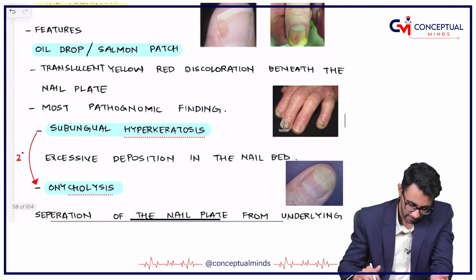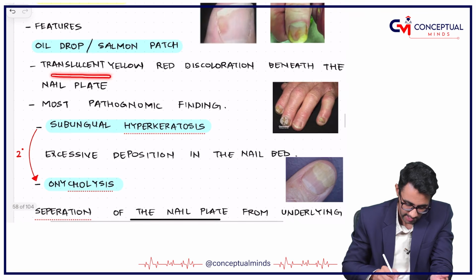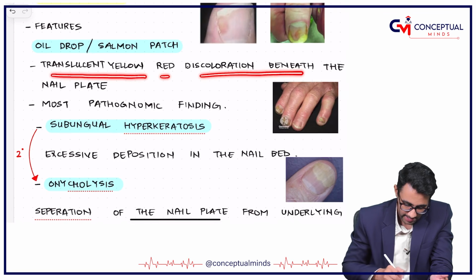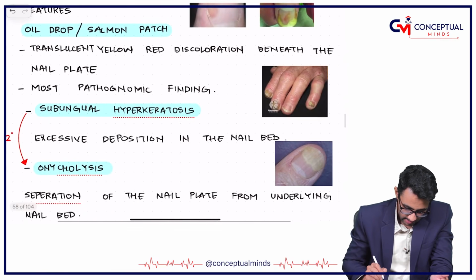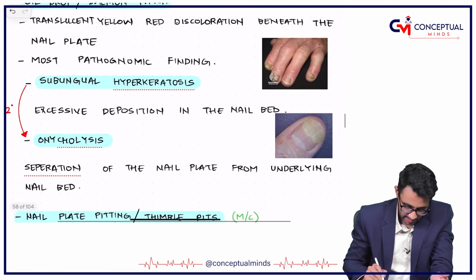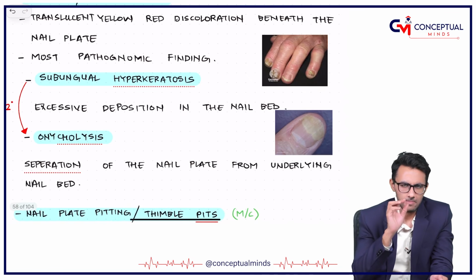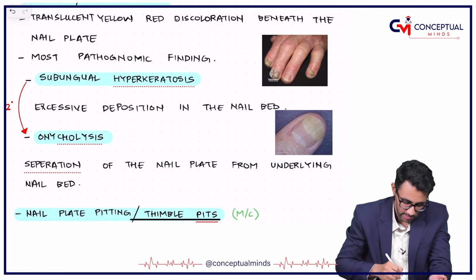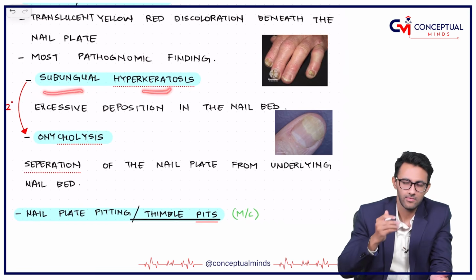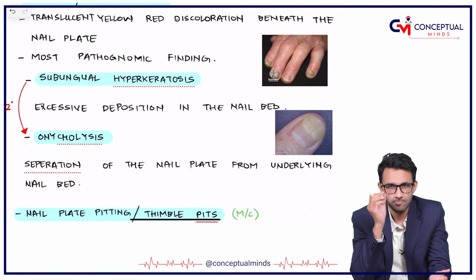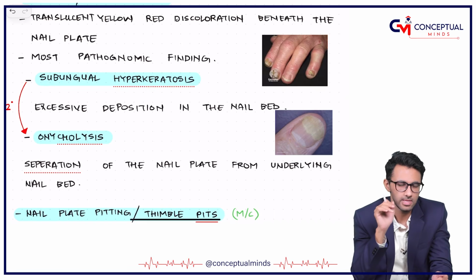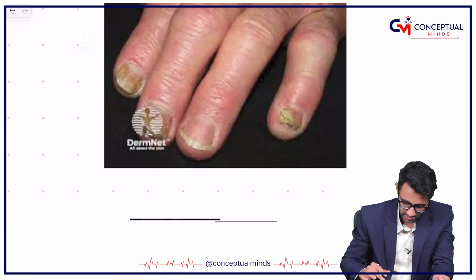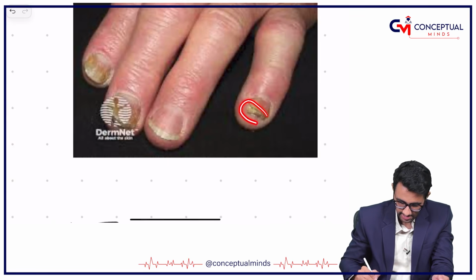So how would we describe it? It is translucent yellow-red discoloration beneath the nail plate. The next one is subungual hyperkeratosis. Even if you just break these two words, you will understand what the whole thing is. Subungual, below the nail; hyperkeratosis. We have been using this word since we started derma. You can see it over here, right?